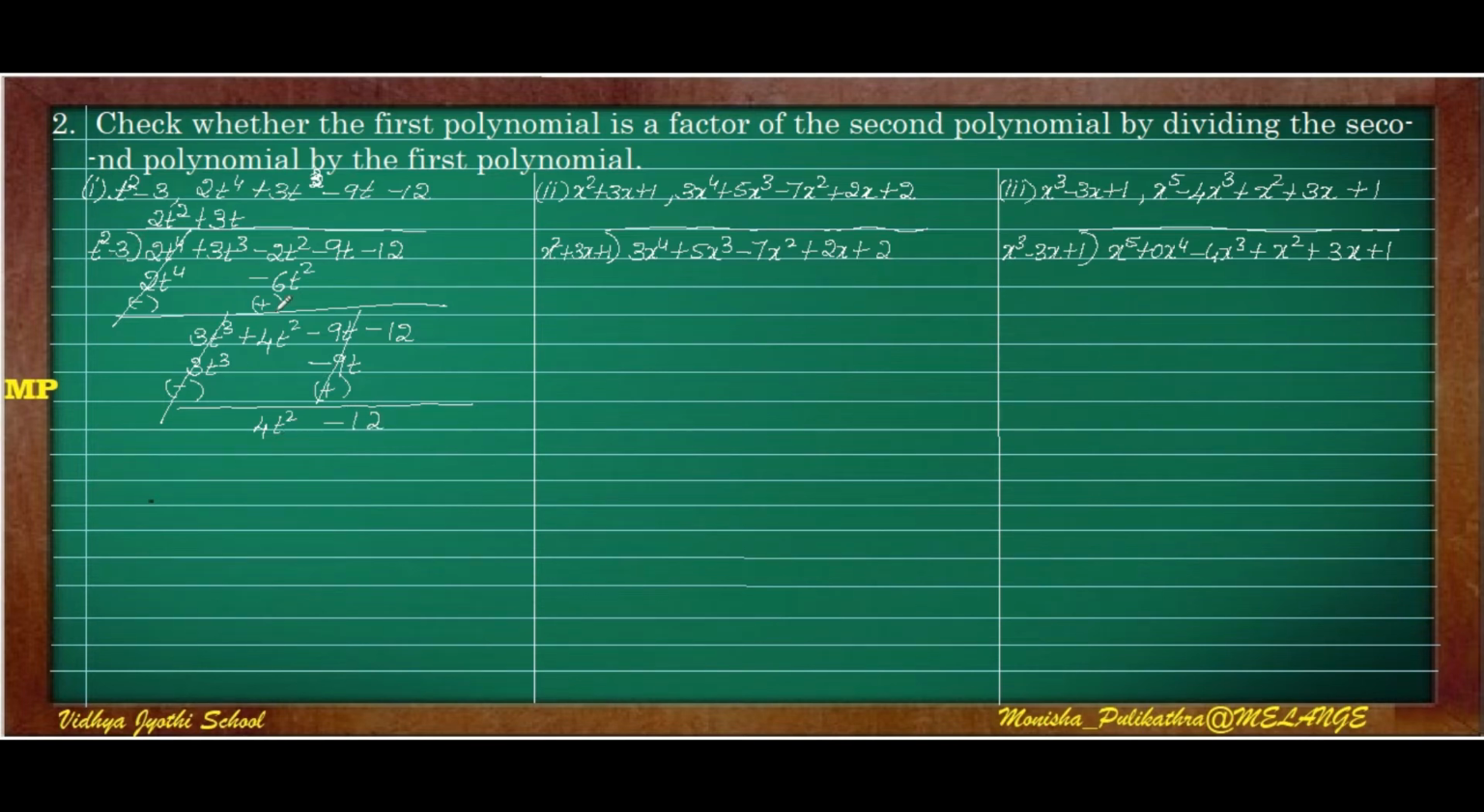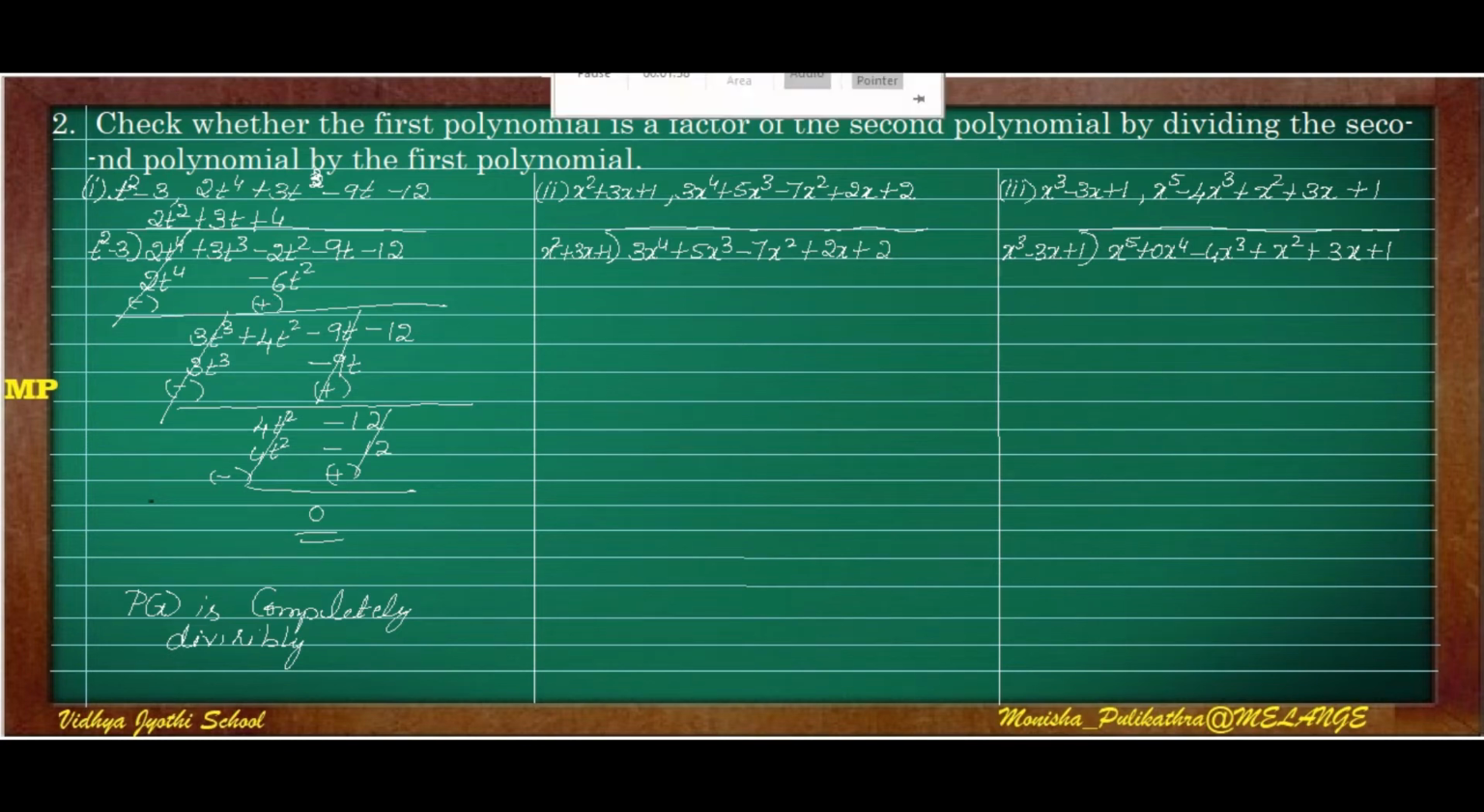So t square to become 4t square, we have to multiply it with plus 4. It will become 4t square minus 4 3s are 12. When we change the sign, both will get cancelled. So the remainder is 0. If the remainder becomes 0, then p of x is completely divisible by g of x.